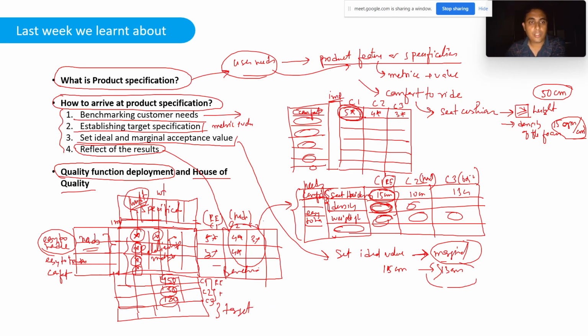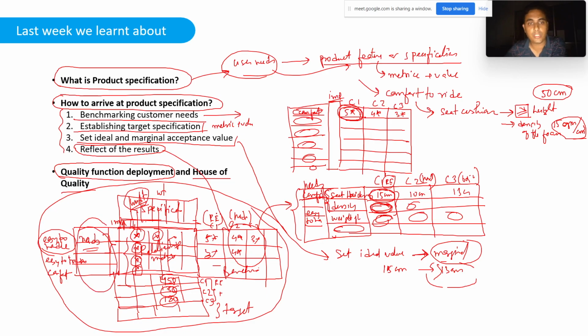And by using this graphical representation, we can analyze what sort of specifications we need to consider, whether we need to increase certain values or decrease certain values in order to meet the user requirements. So this is a single tool where a lot of things can be analyzed before we arrive at a final set of product specifications.